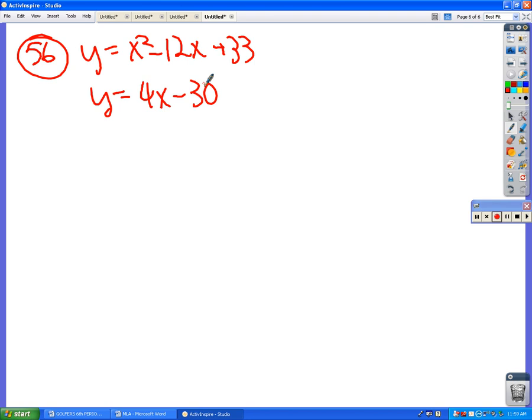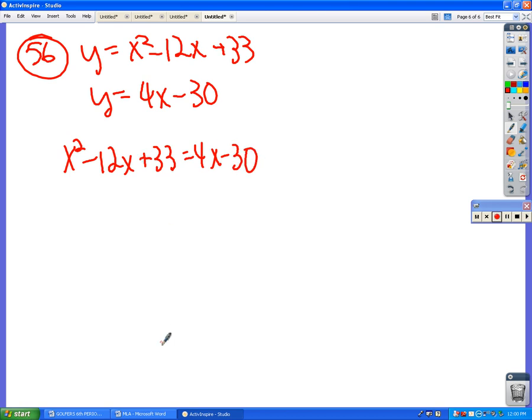Okay, let's see if Graham can get this one. Okay, what do I do first? Do you know what to do first? Don't you have to count off? Set them equal to each other. There you go. Voice of reason in the crowd.